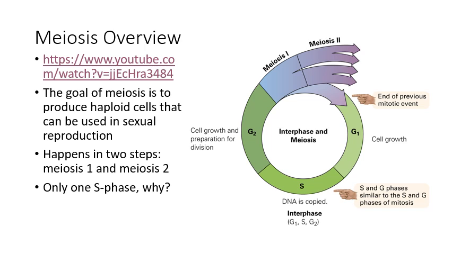So we're going to watch a quick video to give you some more context, and we'll dig into the details. But again, the goal is to make haploid cells, and this whole process is happening in really two phases, meiosis 1 and meiosis 2. But notice there's only one interphase. So meiosis is really similar to mitosis in a lot of the steps. Interphase in meiosis and mitosis is almost identical.